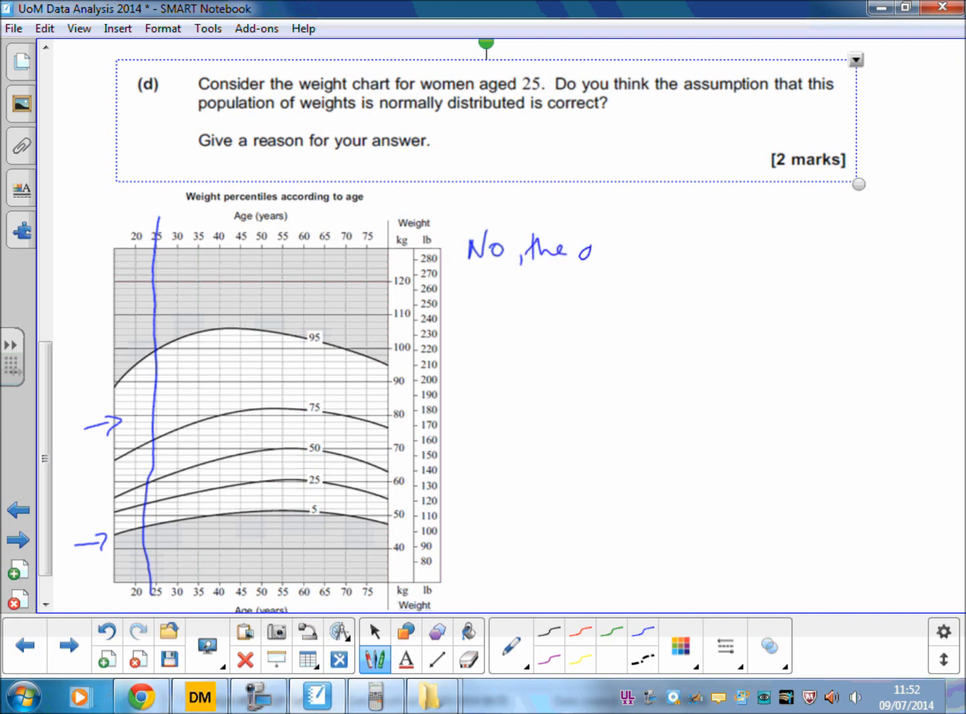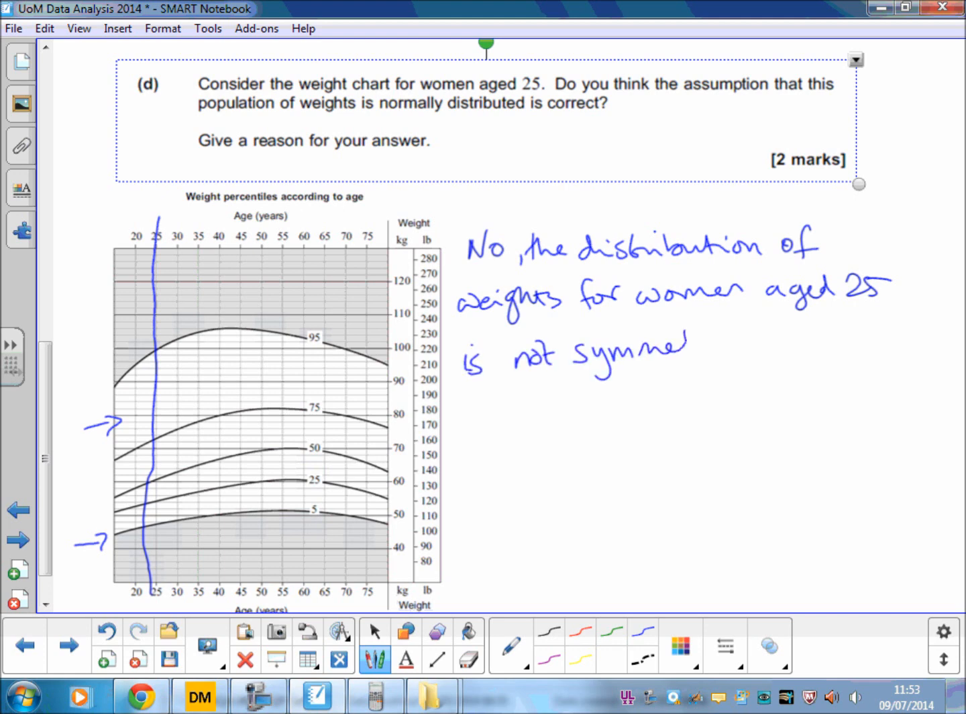The distribution of weights for women aged 25 is not symmetrical, because we expect it to be symmetrical for a normal distribution. You can write some more comparing percentiles if you'd like. The alternative answer is to use what you've worked out, which also helps. Okay, so the answer is no.